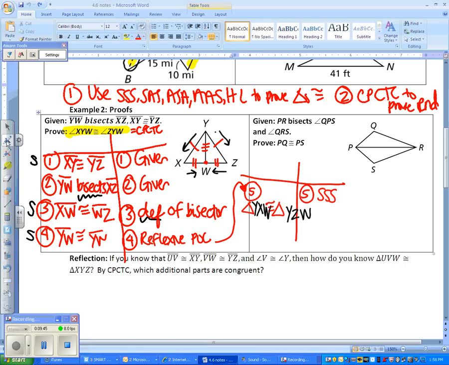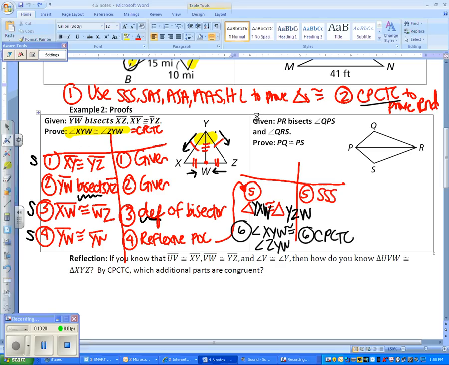Most of the time, this is where we would stop our proof. But we're going to go one step farther with CPCTC because I want to prove that angle XYW is congruent to ZYW. Because those are our corresponding parts, I'm going to finish my proof with that. Angle XYW is congruent to ZYW, and that last reason is going to be CPCTC. For this class, this will always be the ending if you're trying to prove parts are congruent versus triangles are congruent.